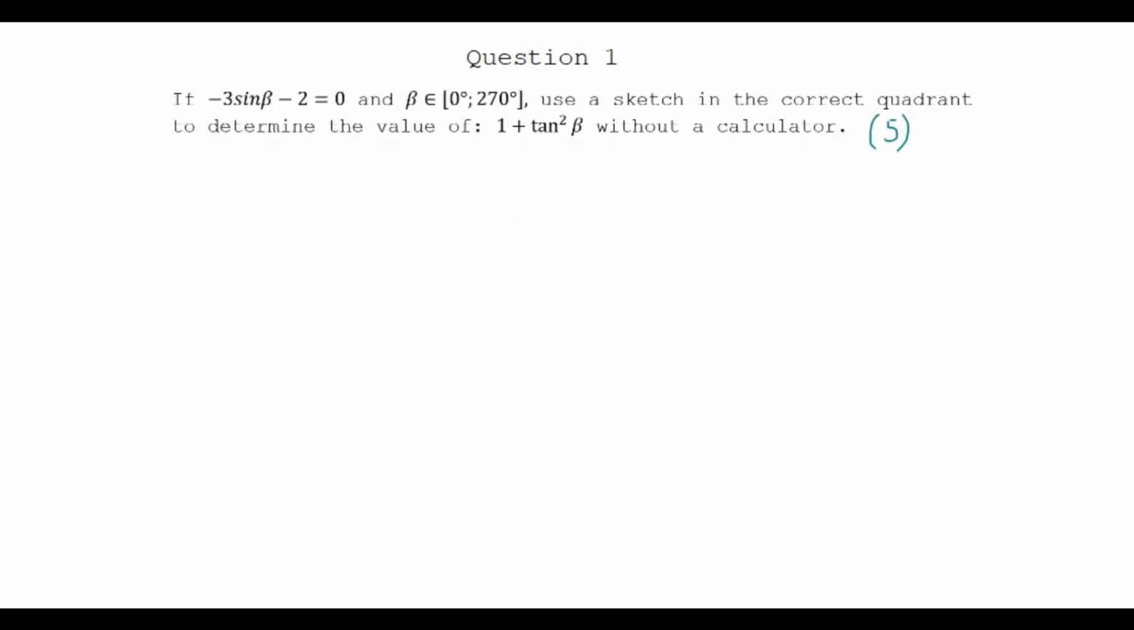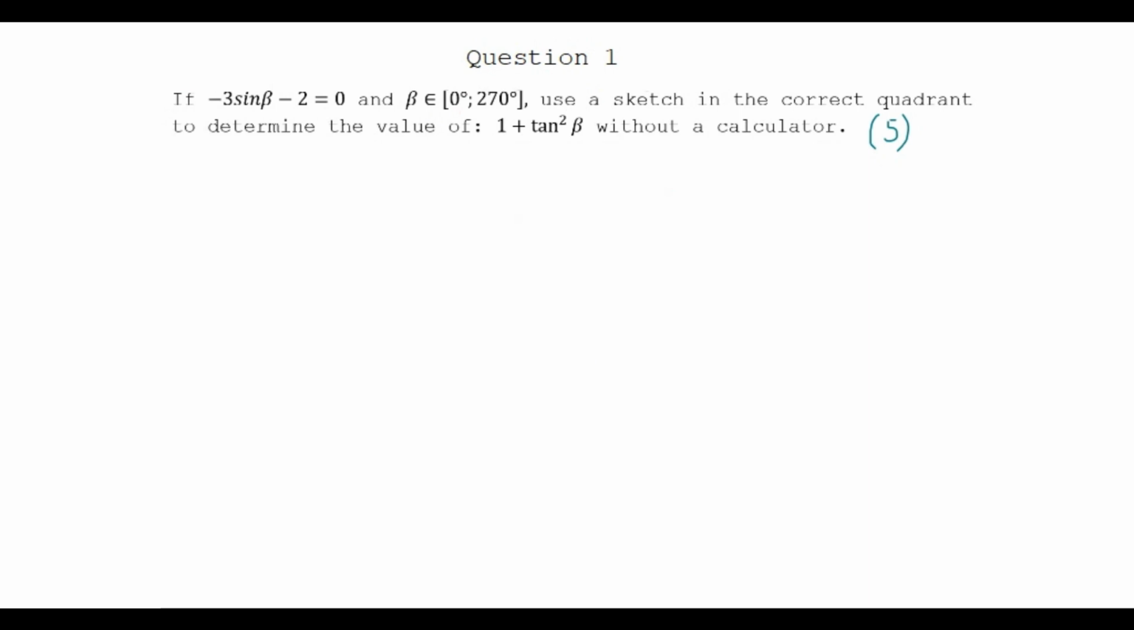Our first question says, if minus 3 sine beta minus 2 equals 0, and beta is an element of 0 degrees to 270 degrees, use a sketch in the correct quadrant to determine the value of 1 plus tan squared beta without a calculator, and this will be 5 marks. Do yourself a favor, pause this video, try and solve it quickly, push play, and join us.